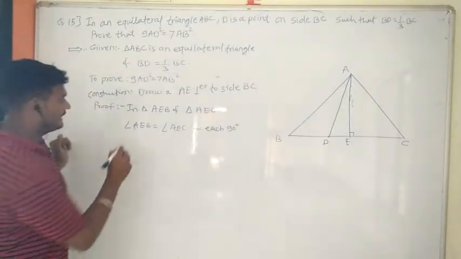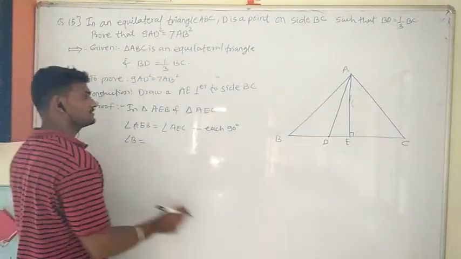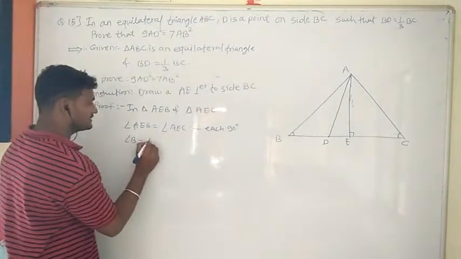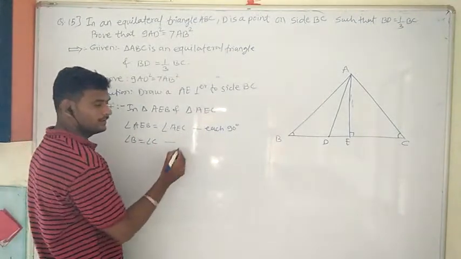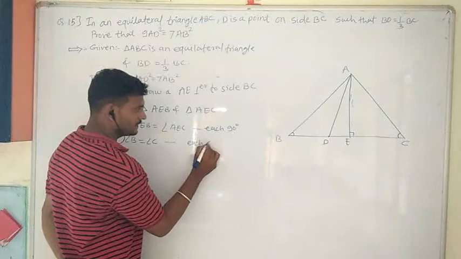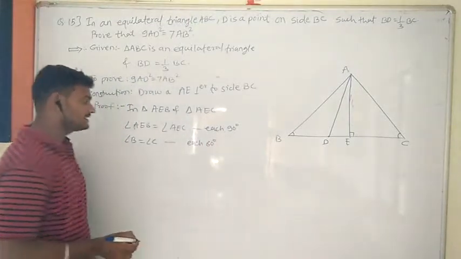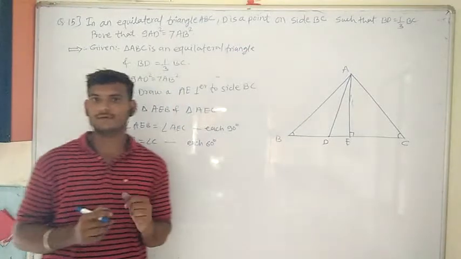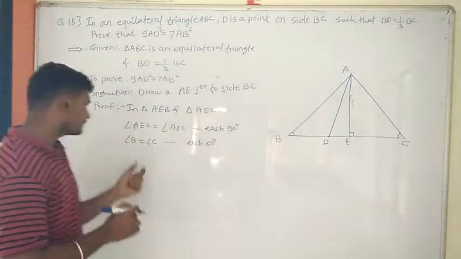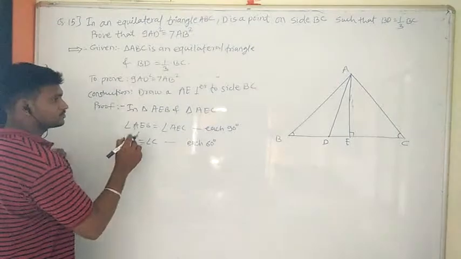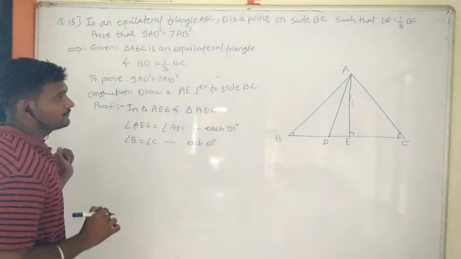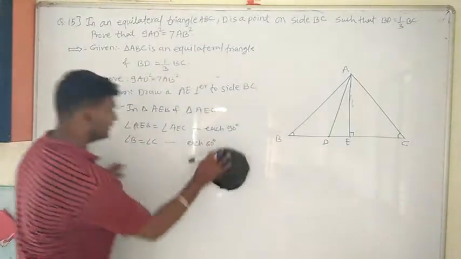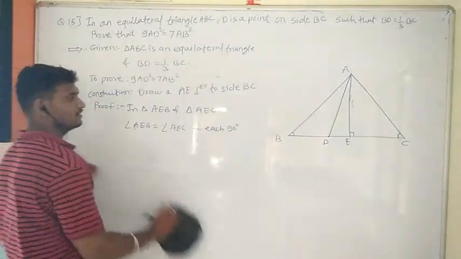And angle B is equal to angle C. Why? Each is 60 degrees, because in an equilateral triangle, we know that all angles are 60 degrees. These two angles are equal. And instead of these two angles equating, this is not necessary.